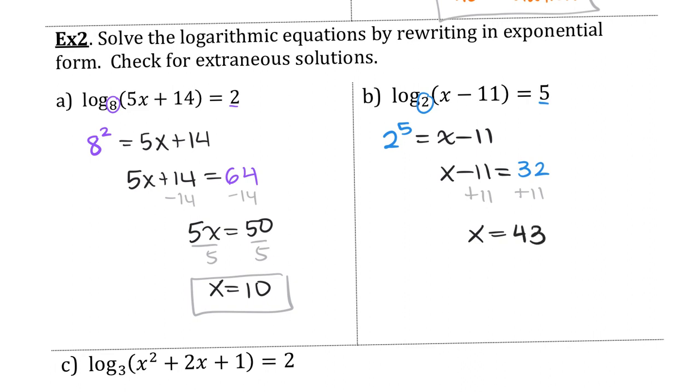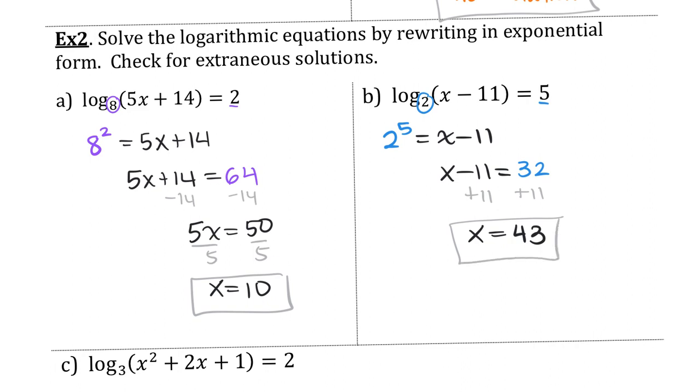Okay, I believe I did everything right. So I'm just gonna plug it in real quick. And you can plug it in and check for real, but I'm just gonna make sure this is positive. If I do 43 minus 11, do I get a positive value? Yeah, 43 is way bigger than 11, so it's gonna be a positive value. So that's a valid answer.